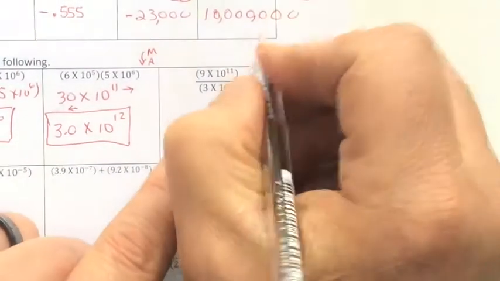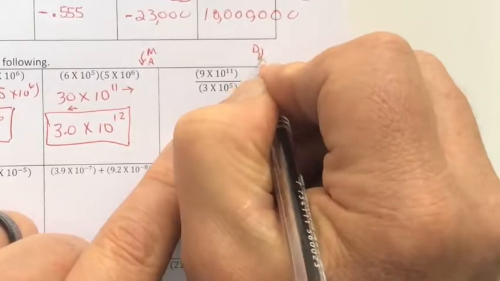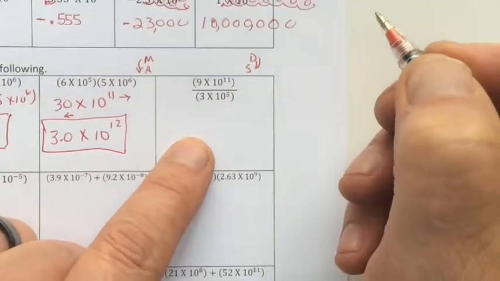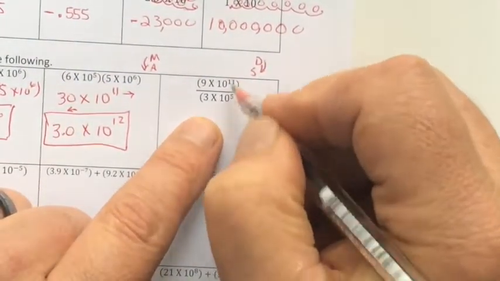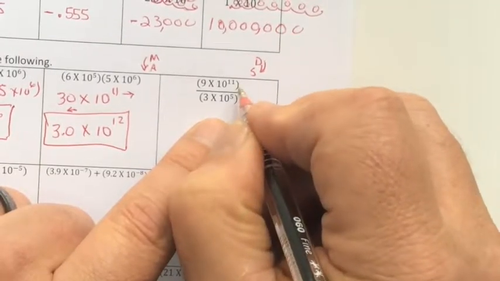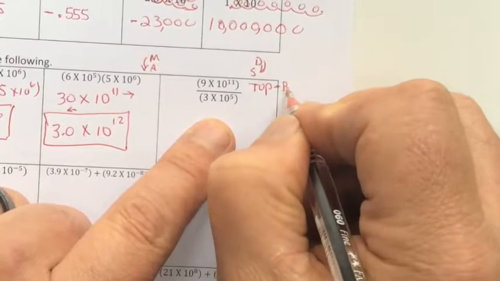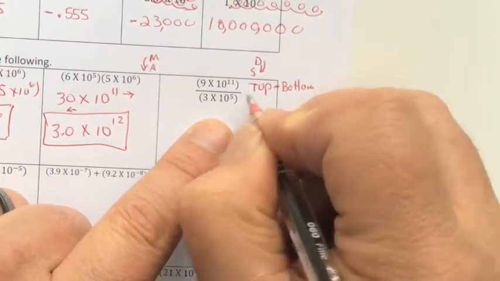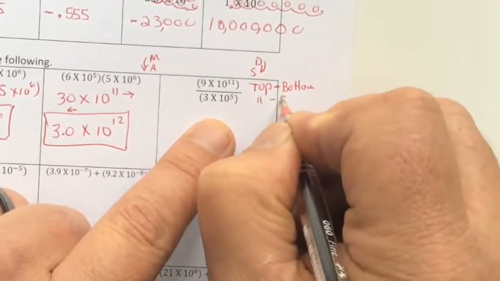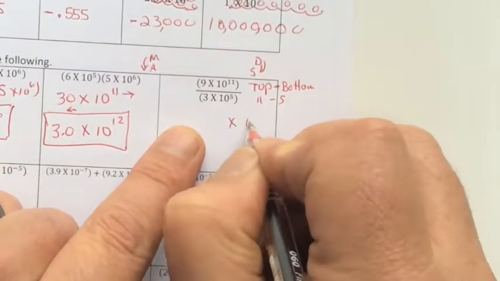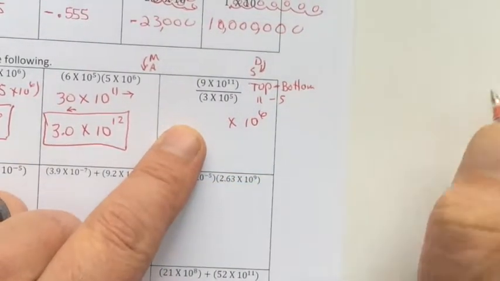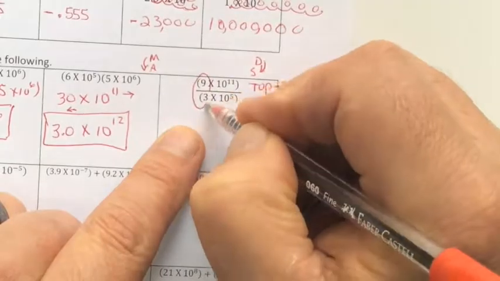Okay, division. Division goes with subtraction on PEMDAS. So I'm going to subtract these so that it's always the top minus the bottom. Top minus the bottom. So the power is going to be 11 minus 5. So that's going to be a 10 to the 6. So that part we can do in our head. This part we might need a calculator for.